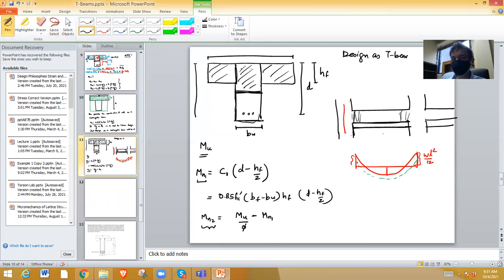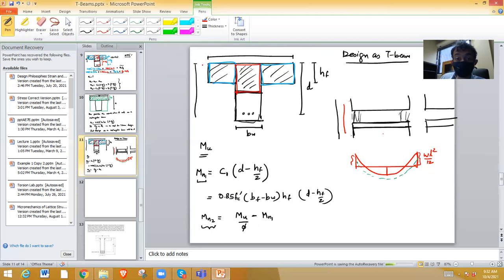How to do that? So that's where you will first calculate Mn1 using the stress only in this overhanging flange. Okay, only that compression. So that can provide Mn1. Now the remaining Mn2 is Mu by phi minus Mn1. So that we have to get from this part.